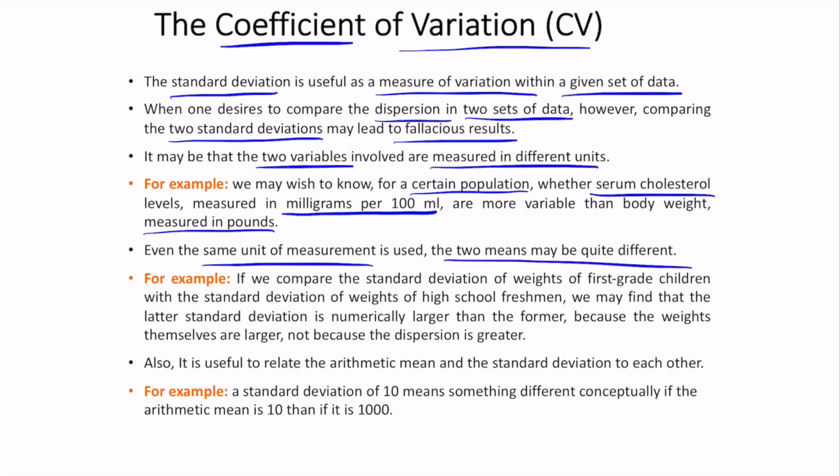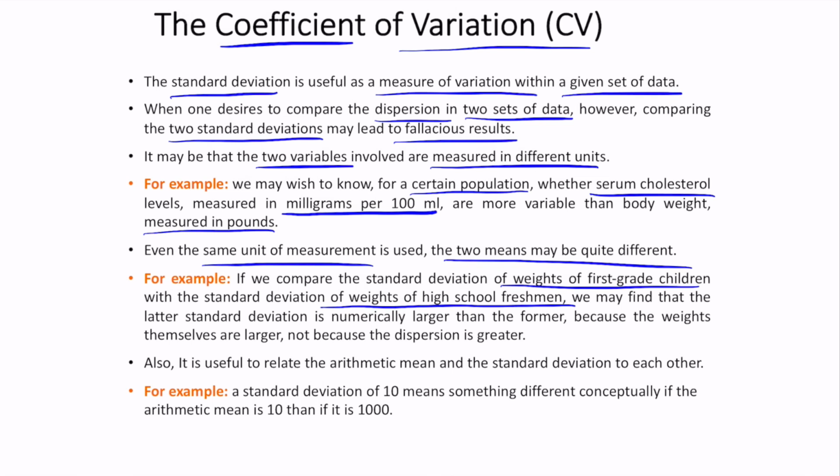For example, if you are trying to compare the weights of first grade children with the weights of high school freshmen, these are two very different data sets. Even though the unit is the same, you cannot get comparable dispersion results, because numerically comparing values from two different data sets is always a problem.